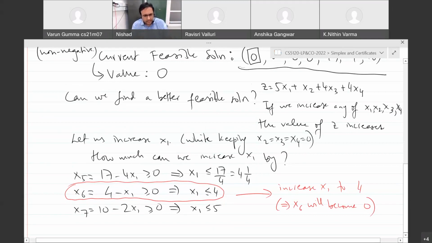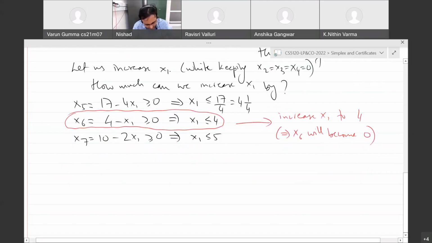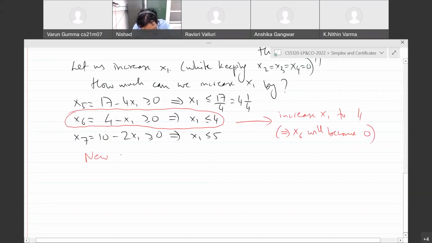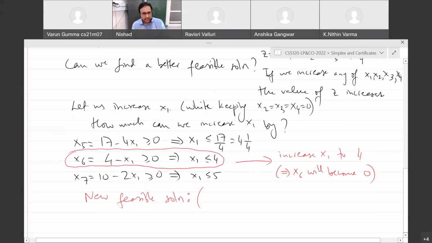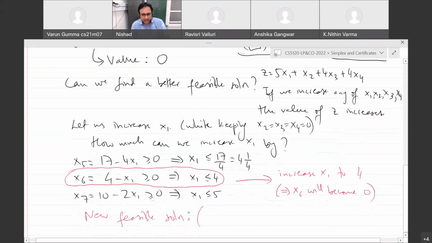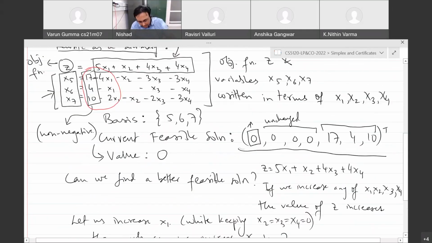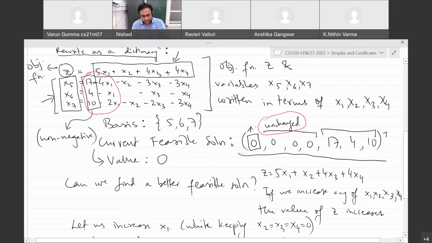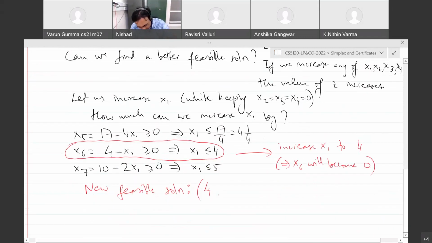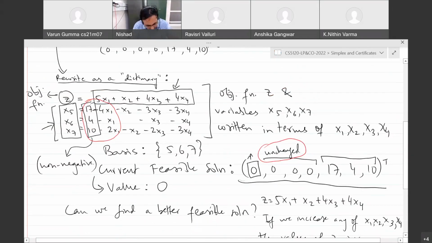All right. So let's write down a new solution. Our new feasible solution is going to be as follows. Let's write down what we know, and the rest we will be able to read from the dictionary. Okay. So x1 is going to change to 4. Remember, we talked about keeping x2, x3, x4 unchanged. So we already know that the next three variables, x2, x3, x4 are 0.